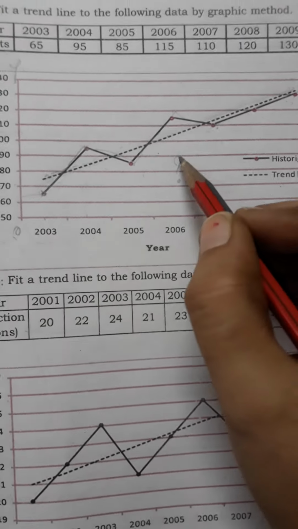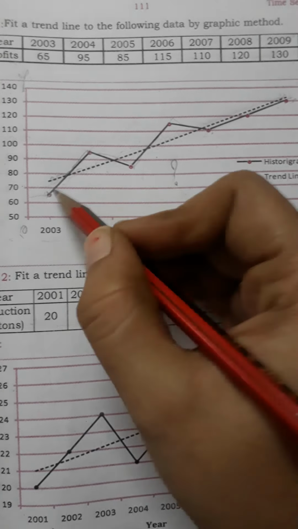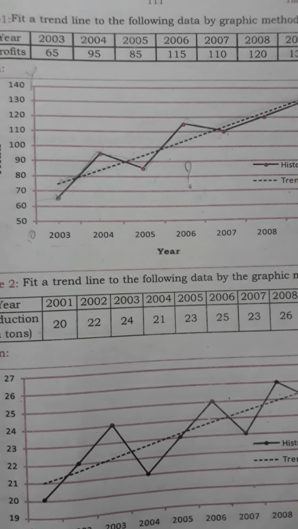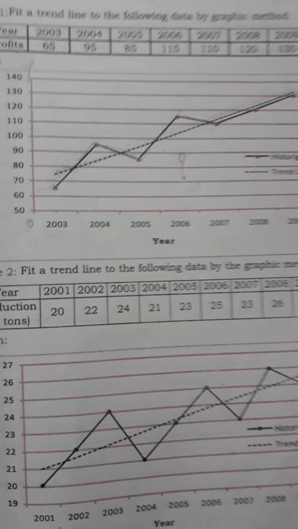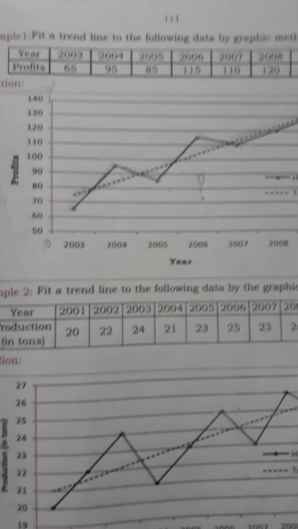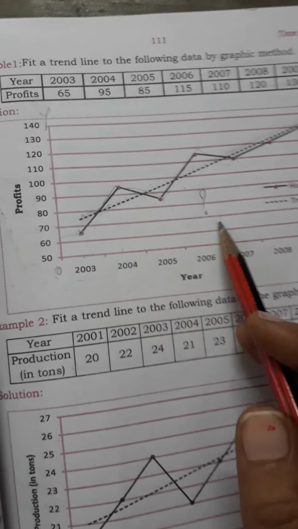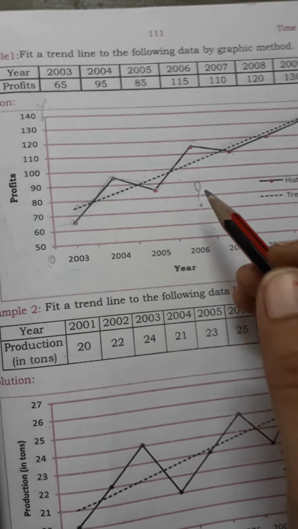Now the big question is, ma'am, how can we judge how to draw this line? How to draw this line in a blind way? So now the question is how to draw this line blindly. Okay, so there are some points to draw this diagram.